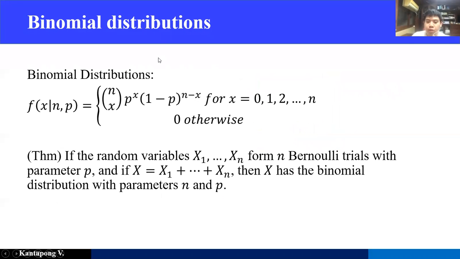For the binomial distribution, it's similar; you have seen this before, right? From chapter 1, I guess, okay? If the random variables X1 to Xn form n binary trials with parameter p, and if X equals X1 plus up to Xn, then X has the binomial distribution with parameters n and p. This is obvious, but if you want to see the proof, you can see the textbook or try it as your homework, okay? This one is intuitive.